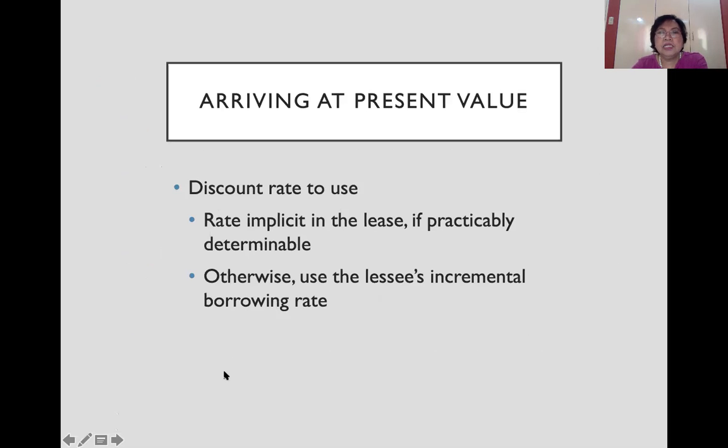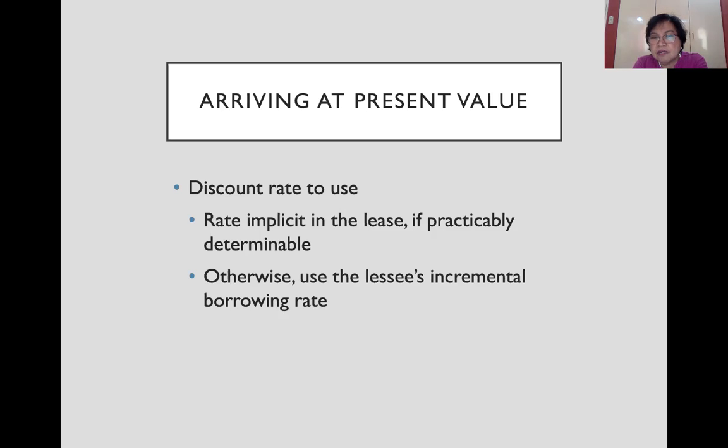So in determining the present value of the lease liability, what interest rate is to be used? IFRS 16 specifies the discount rate to be used to be, first, the rate implicit in the lease, if that rate is practicably determinable. The rate implicit in the lease is actually the desired rate of return of the lessor. Of course, in most leases, this is not disclosed by the lessor.